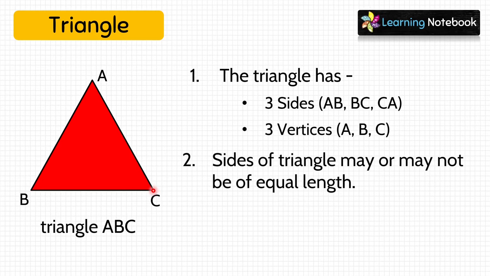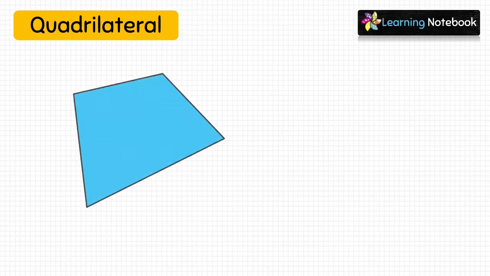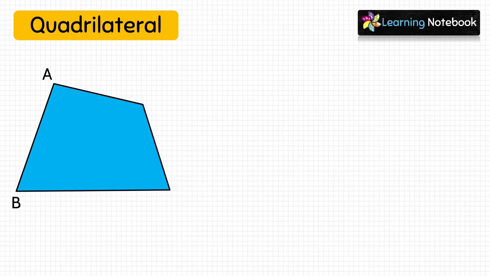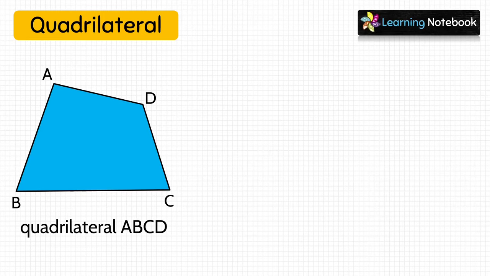Another important point to note is that sides of a triangle may or may not be of equal length. So students, this was all about triangle. Next, let's learn about quadrilateral. A figure formed by four line segments is called a quadrilateral. Like here, ABCD is a quadrilateral because it is formed by four line segments.